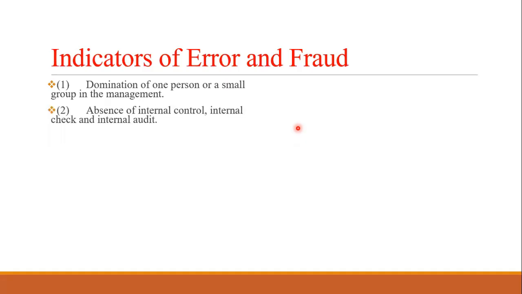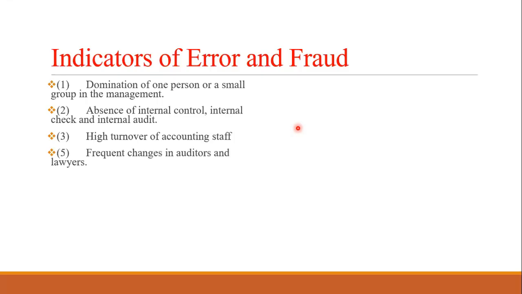Absence of internal control. If there is no proper internal control, no proper management, then there is a possibility of errors and fraud. High turnover of accounting staff, meaning you frequently remove your accounting people and get new people. There are possibilities of errors and fraud in that also. Frequent changes in auditors and lawyers. If you keep changing your auditors and your lawyers, then there can be a lot of errors and fraud.